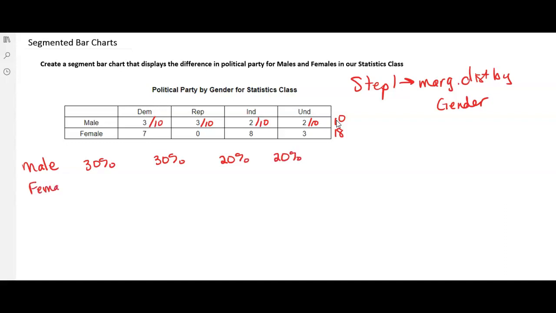Now I do the same thing for female. Female, though, I have to divide by 18. And so 7 divided by 18 is 38.9, so I'm just going to make it 39%. This one's 0%. 8 divided by 18 is 44.4, so that's just going to be 44%. And then 3 divided by 18 is 17%.